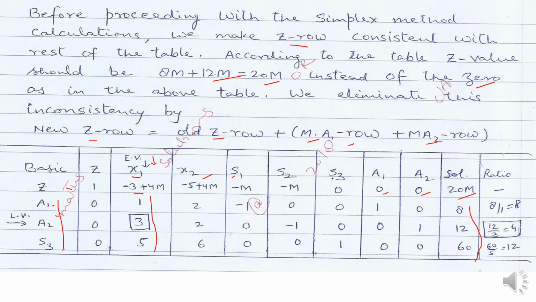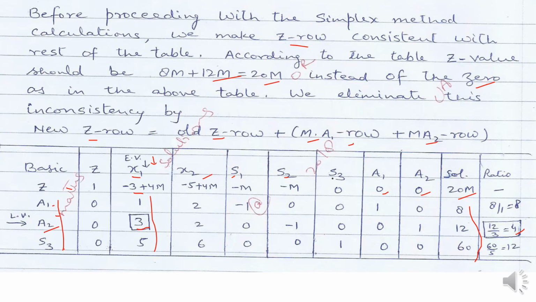So we divide each element of the solution by the corresponding element of the pivot column. So we get 8 upon 1 is 8, 12 upon 3 is 4, and 60 upon 5 is 12. So we see the minimum value is 4, and corresponding to this the leaving variable is a2. Now a2 is the leaving variable and x1 is the entering variable, and the intersecting element of the entering variable column and leaving variable row is 3, that becomes our pivot element.